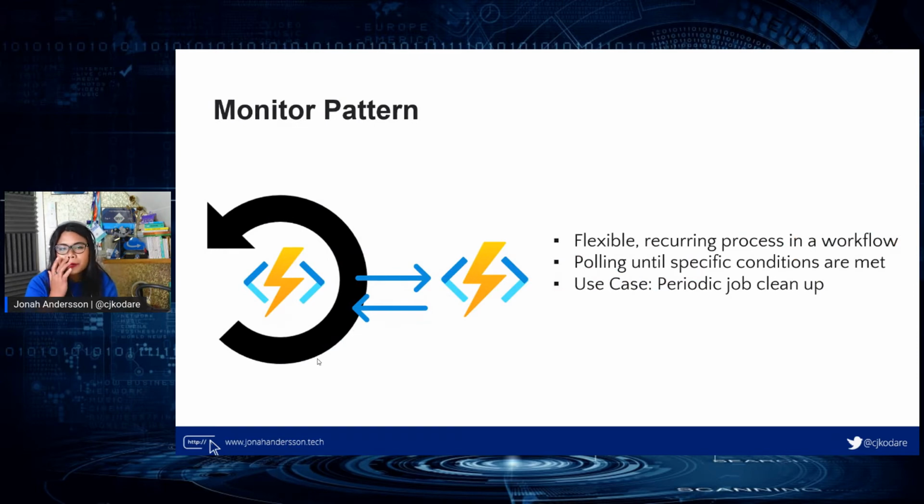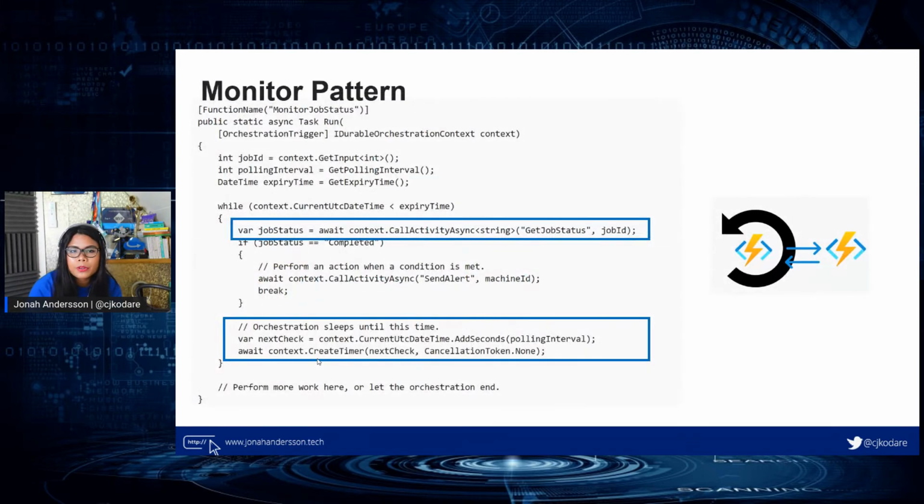And then the fourth pattern is the monitor pattern, which is actually used for recurring processes in the workflow, for example, in a periodic job cleanup. So here is an example from Microsoft Docs about the monitor pattern in C Sharp. Here we have a function named MonitorJobStatus. And here we have variables like your job ID, polling interval, and your expiration time, because of course you want to have a basis for when your job is going to expire.